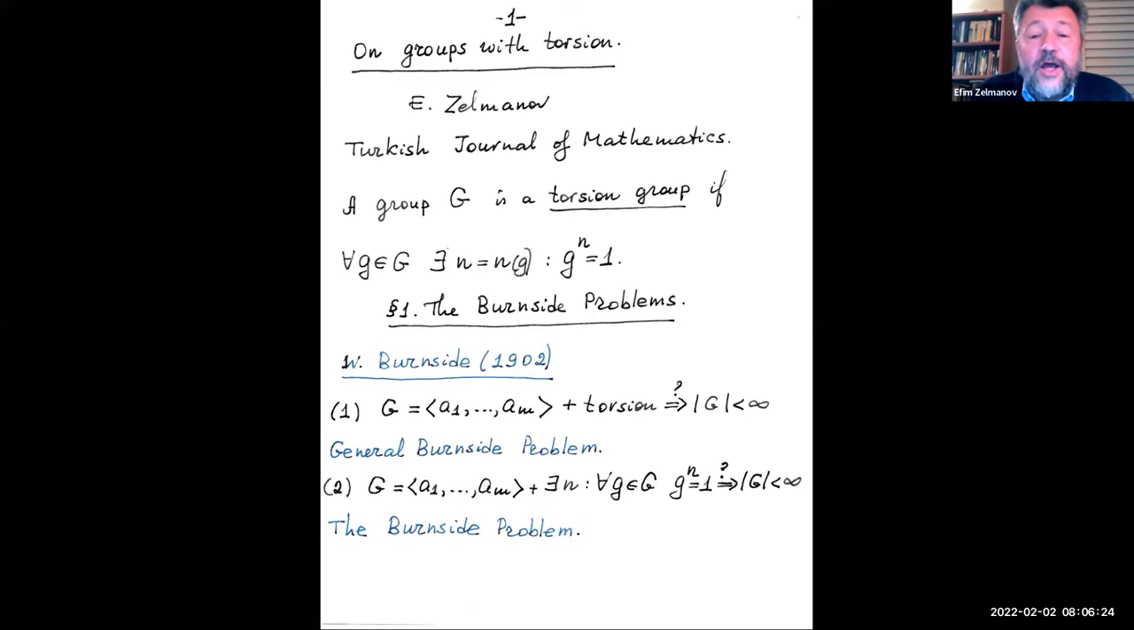So a group is called a torsion group if an arbitrary element has a finite order. So if you take an arbitrary element and take it to a sufficiently big power, you get the identity.